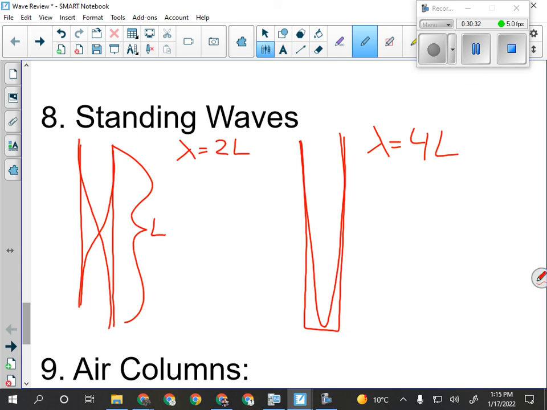Now, something you need to remember about closed air columns. Okay? Closed air columns only resonate, that is, make sound at odd frequencies. Okay? This is what F1 looks like. F2 looks like that. What's at the top? What do we call that point of total destructive interference? A node, right? Terminology, okay?